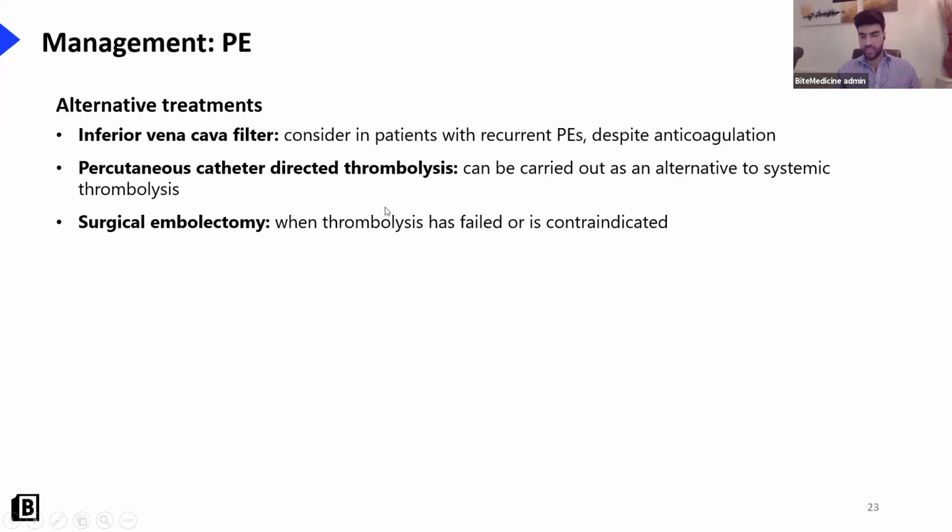If the patient needs thrombolysis in the case of a massive PE, for example, instead of giving them systemic therapy through a cannula, you can actually direct a catheter into the pulmonary vasculature and give directed thrombolysis. And if the patient can't tolerate thrombolysis or thrombolysis has failed, you may consider surgical embolectomy, where you go in surgically and try and remove the clot. Again, these are your niche treatments, which will be done in specialist tertiary hospitals that you don't need to know much about.